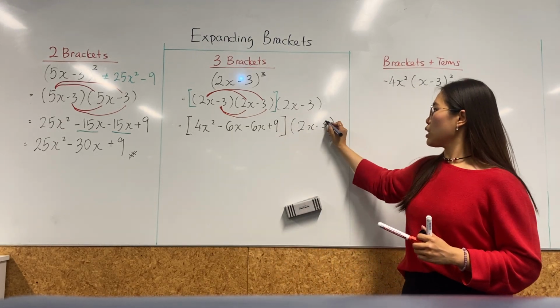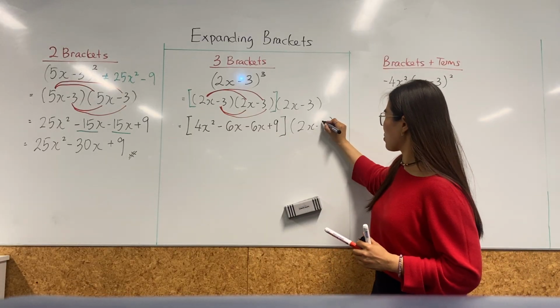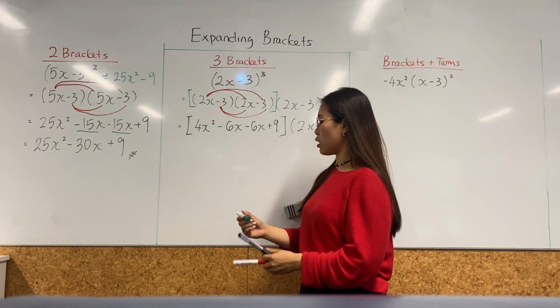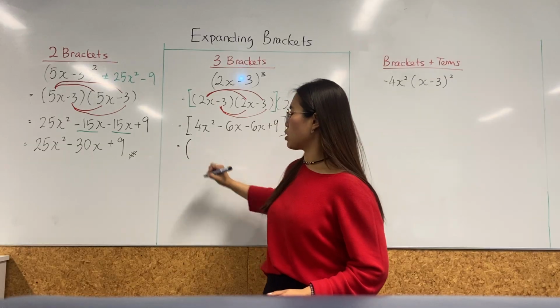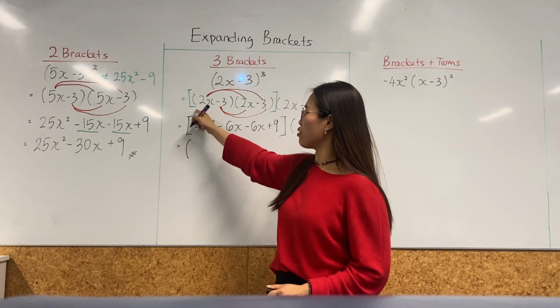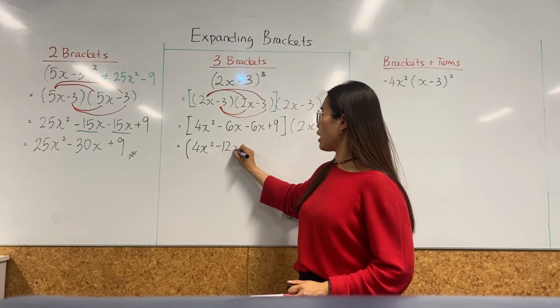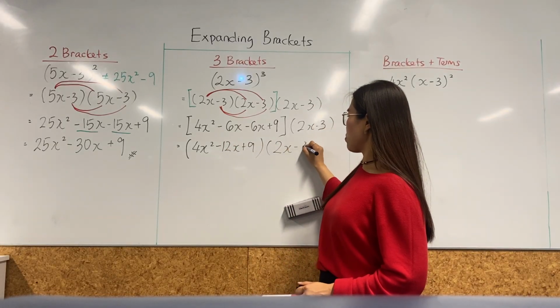It does seem a bit long. Let's simplify that. They are the same term, negative 6x and negative 6x. I can rewrite this. I'm going to turn this into normal brackets now, so I don't have a double bracket. So 4x squared minus 12x plus 9, and this is going to be times 2x minus 3.